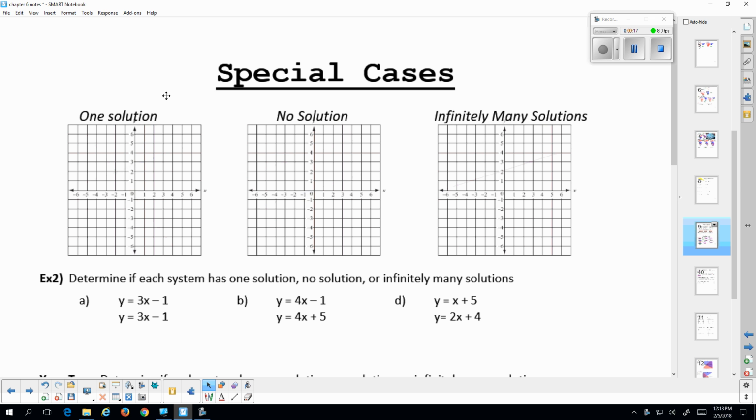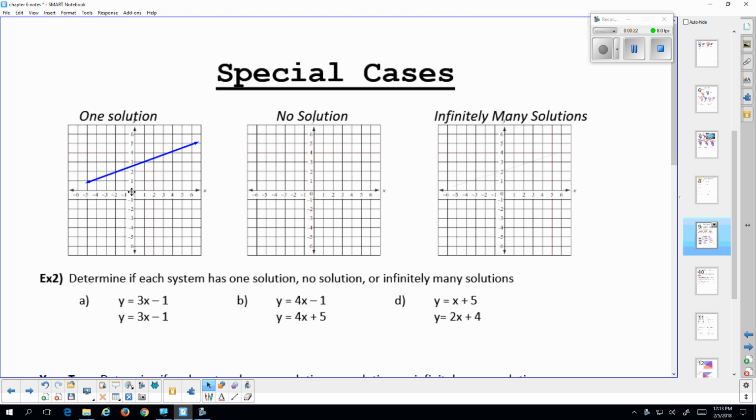happen. The one we've been dealing with the most is one solution, and that's when you have 2 lines and they cross at a point, and that point is the one solution. Okay, so in this case it would be negative 2, 2. That's the only solution of those 2 lines is where they cross.